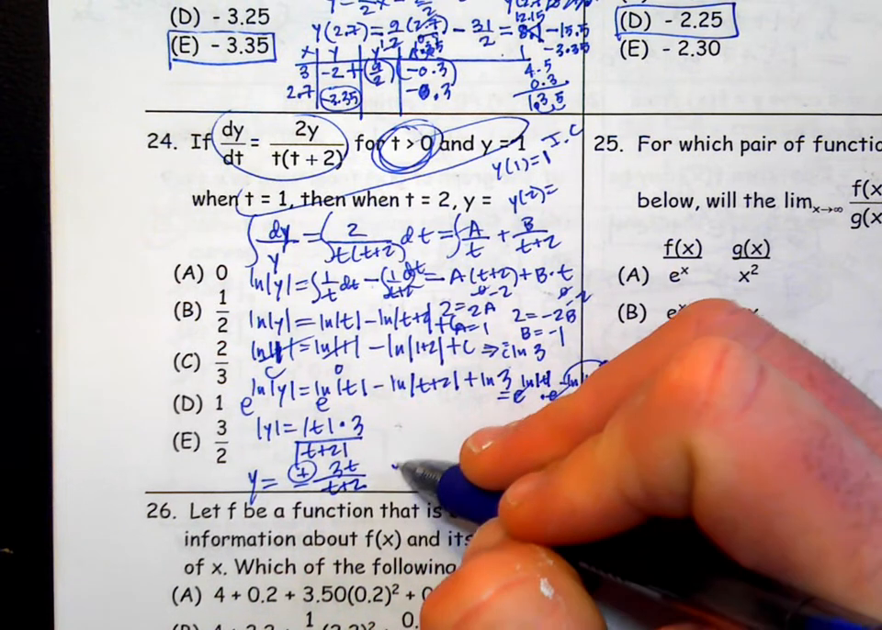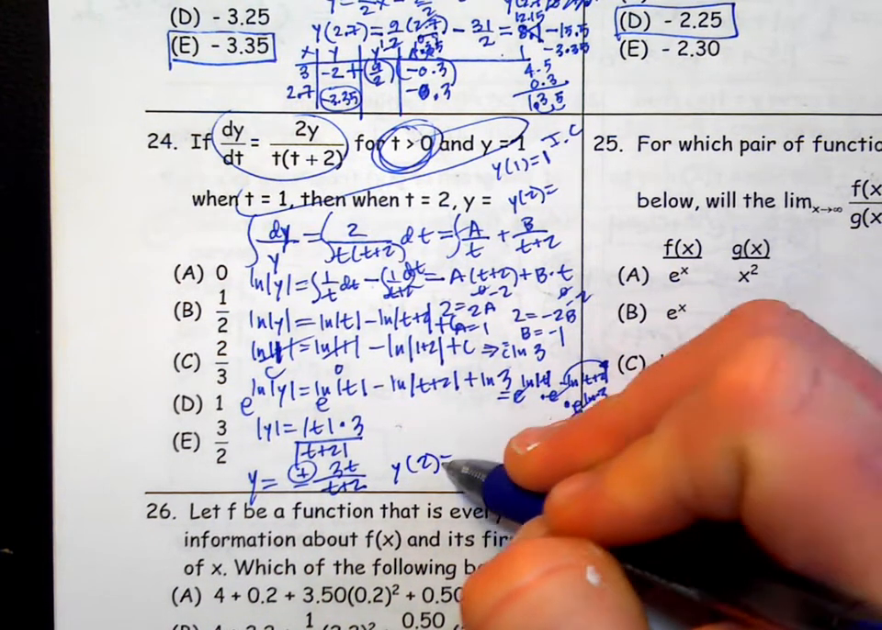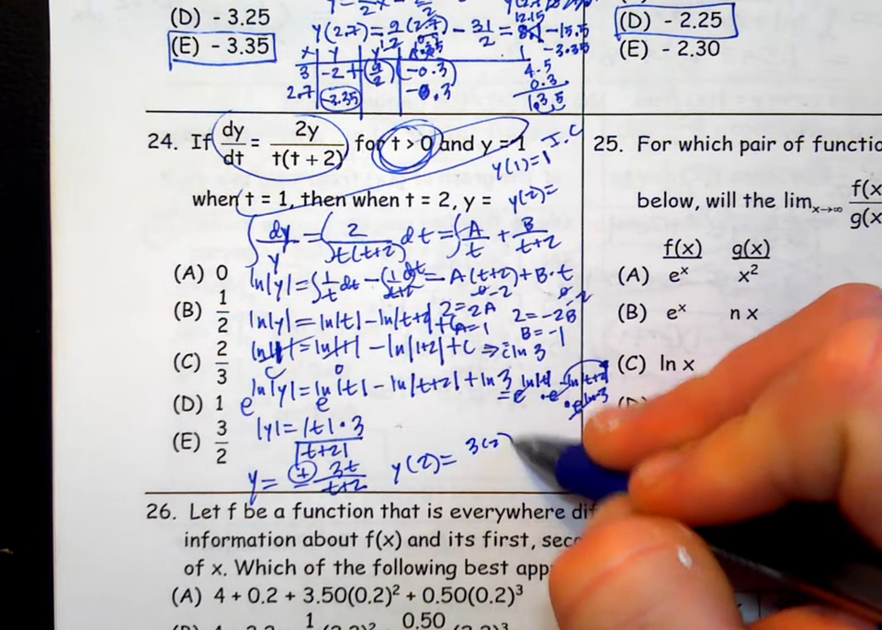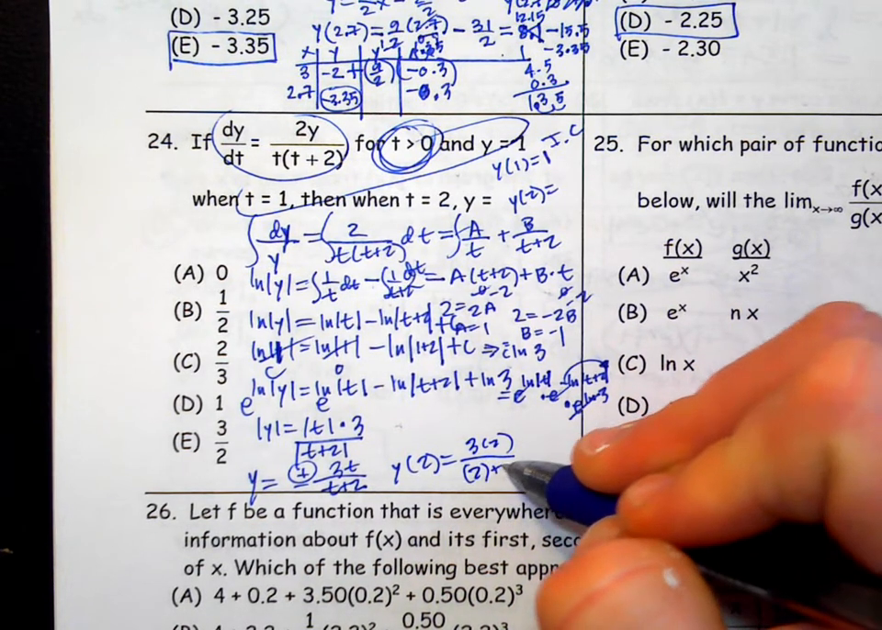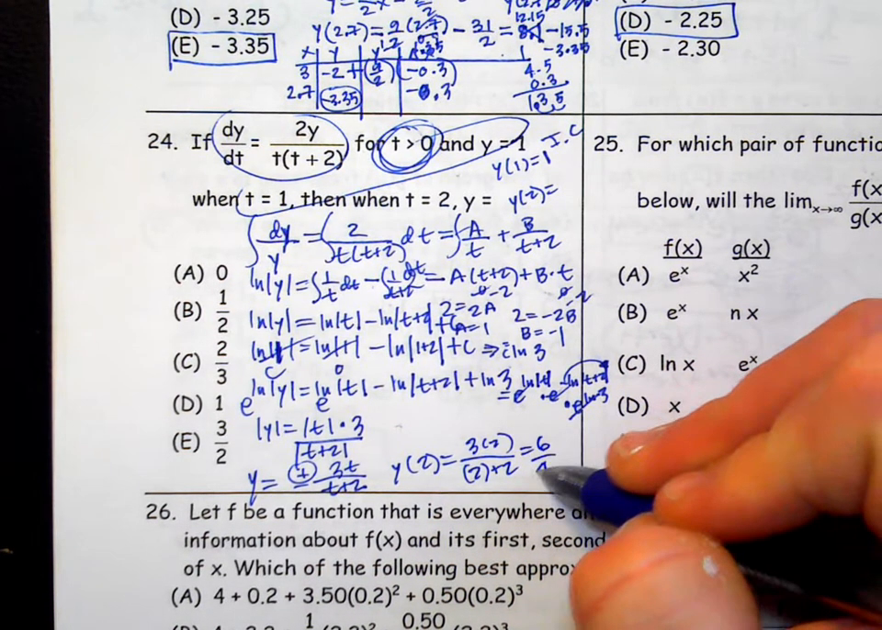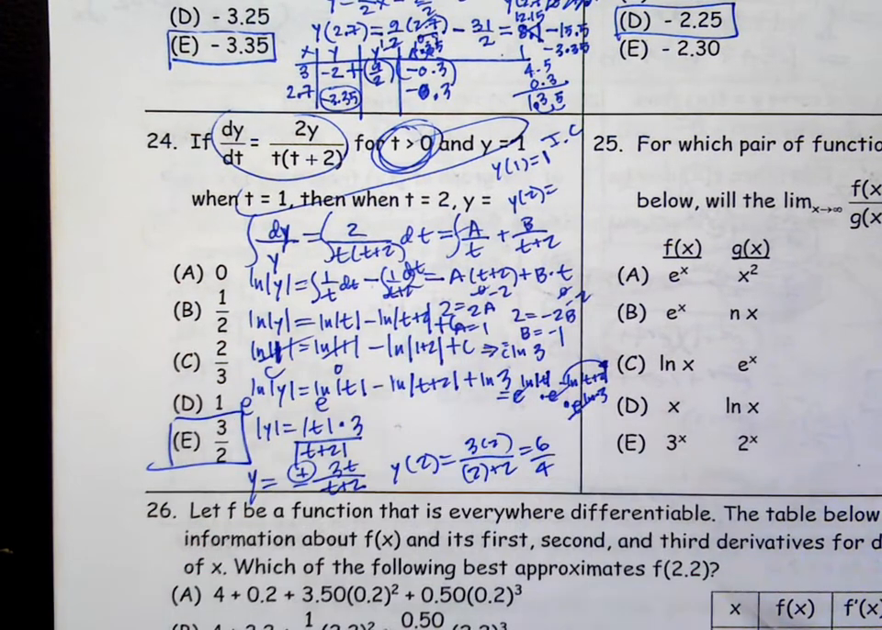And so now you can use this and plug 2 into it. And you get 3 times 2 over 2 plus 2 equals 6 over 4 equals 3 halves. So that was a differential equation, but involved partial fractions.